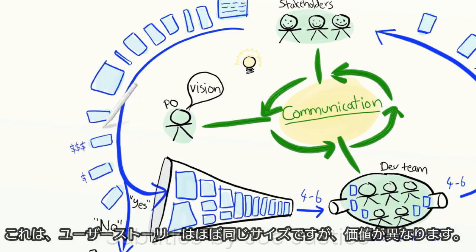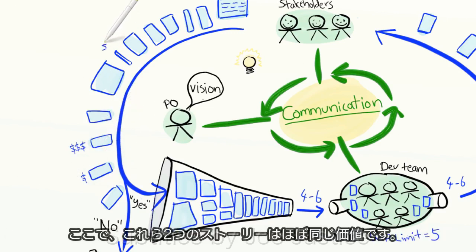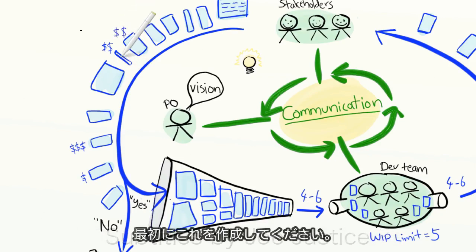Value and size is what helps Pat prioritize intelligently. Like here, these two stories are roughly the same size, but have different value. So build this one first. And over here, these two stories have roughly the same value, but different size. So build this one first. And so on. Okay, that sounds easy enough.